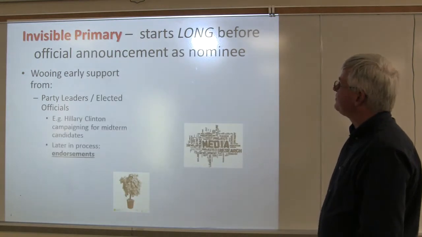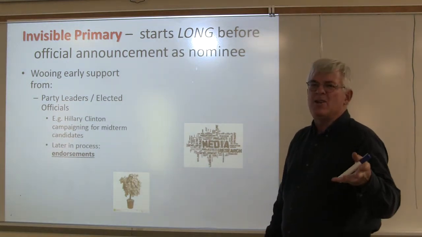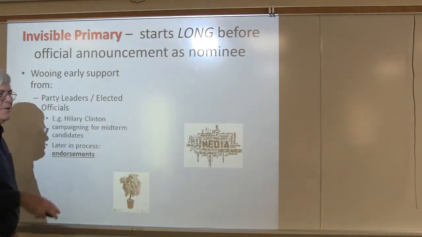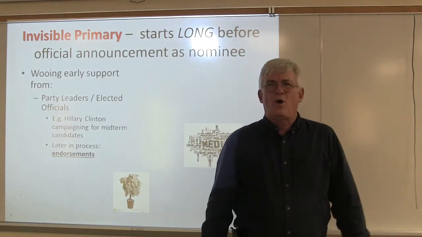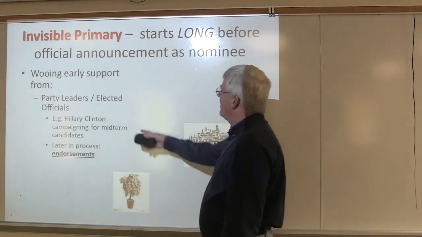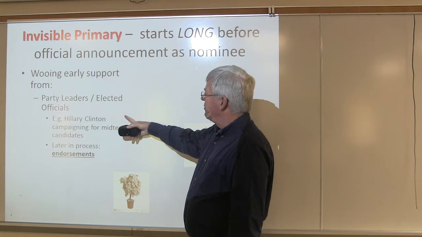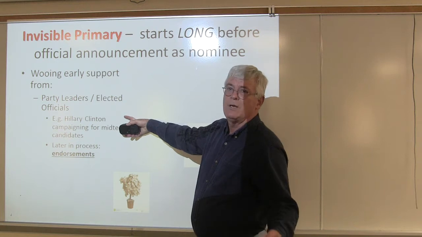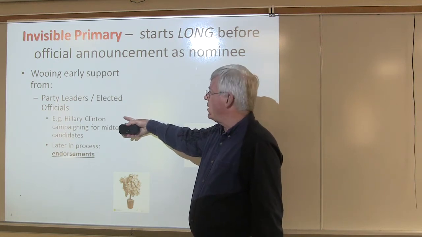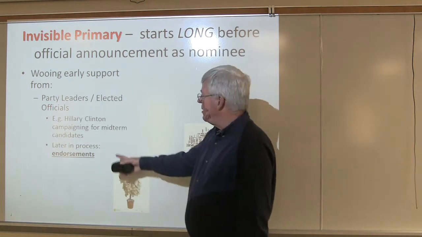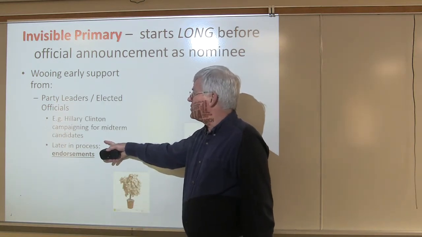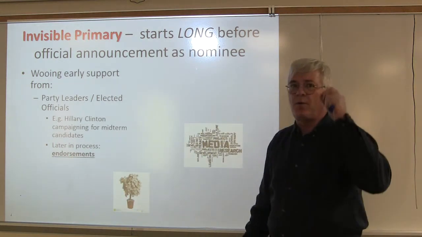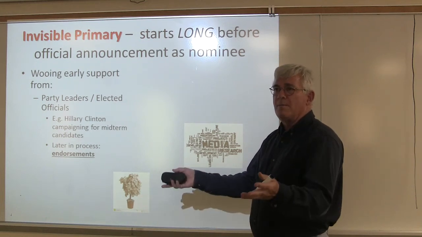All right, let's go. All right, my AP kids, you need to know this term, the invisible primary. The invisible primary. In a nutshell, you have to start running for president early, about 2 years early. You got to get party leaders behind you. Hillary Clinton did this by campaigning for people in the 2014 midterm, 2 years before the election, 2 years before 2016, gathering in favors. Later on, elected officials will endorse a candidate. Say, this is the person I support and that I would recommend that you vote for.